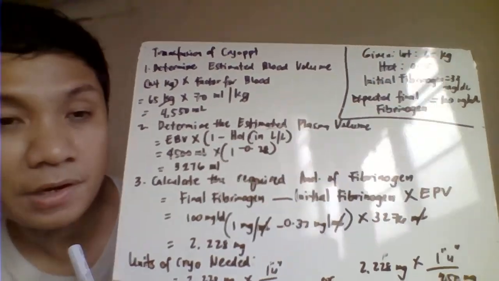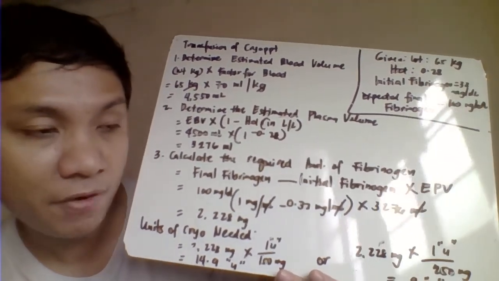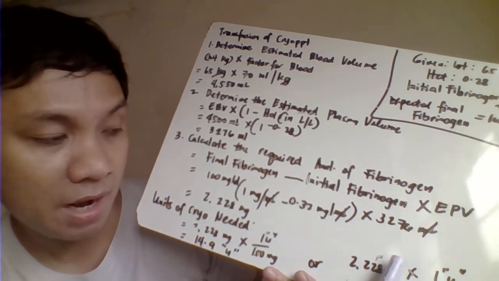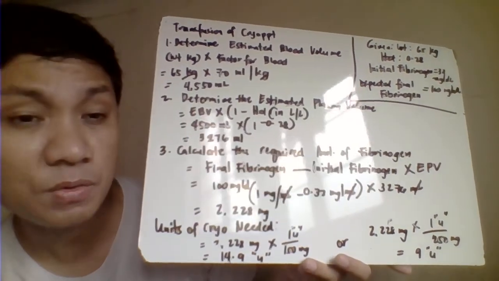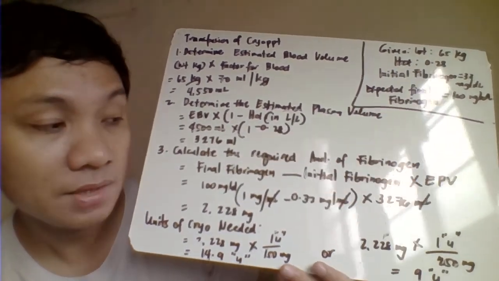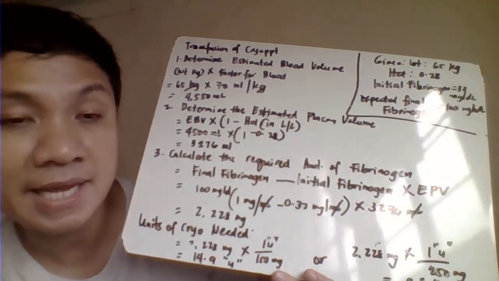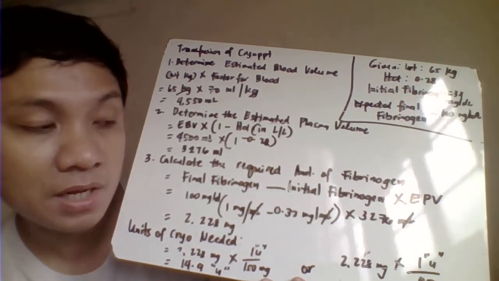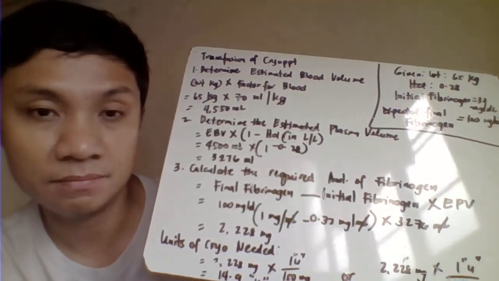What if, for example, your cryoprecipitate contains 250 milligrams of fibrinogen? So this will be our formula. This is your amount of fibrinogen needed multiplied by 1 unit over 250, because 1 unit of cryoprecipitate contains 250 milligrams of fibrinogen. So that's 9. 9 units should be given to the patient if 1 cryoprecipitate unit contains 250 milligrams of fibrinogen.